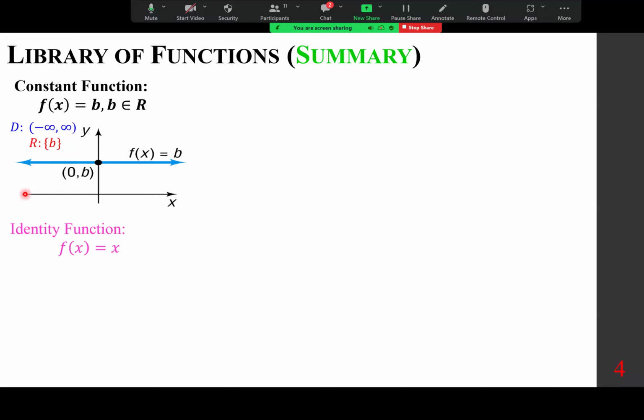Okay, this covers the x-axis, but it covers only one point along the y-axis. Therefore, the range is the point b, and we use braces to represent one point.